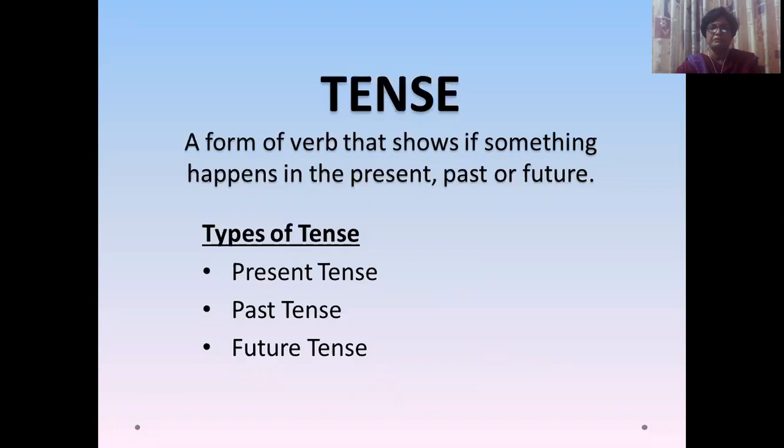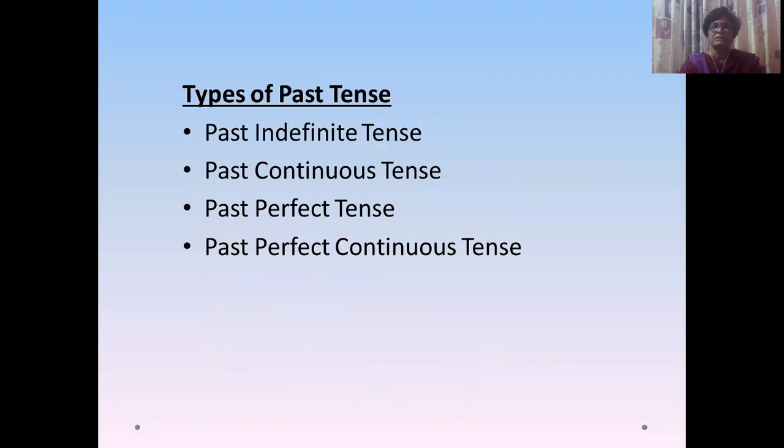A form of verb that shows if something happens in the present, past, or future. And as you have already studied, tense is of three types: the present tense, the past tense, and the future tense. Because in the lesson we have to study mainly the past tense, I'm going to discuss past tense only. So past tense also has four different types. First one is the past indefinite tense, past continuous tense, past perfect tense, and past perfect continuous.